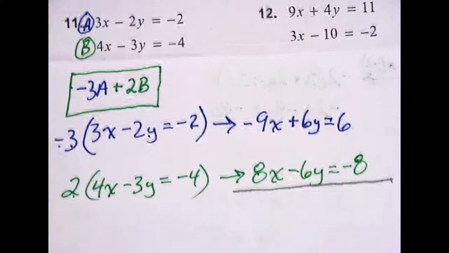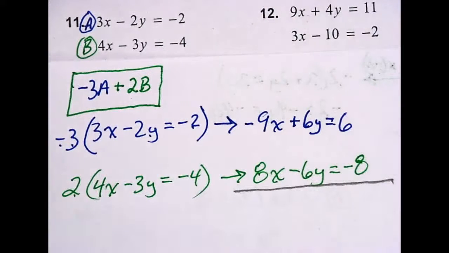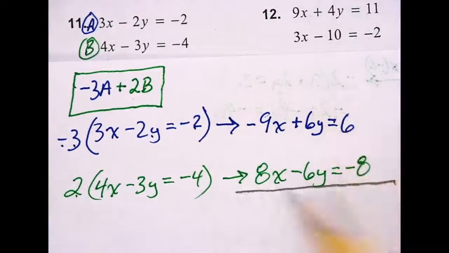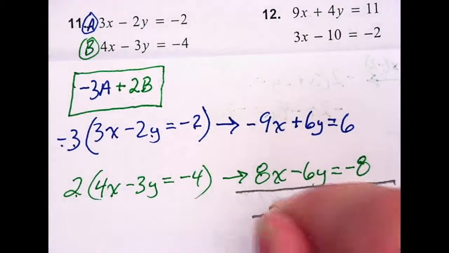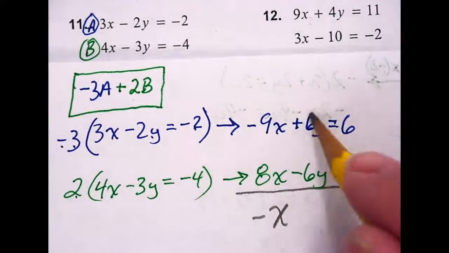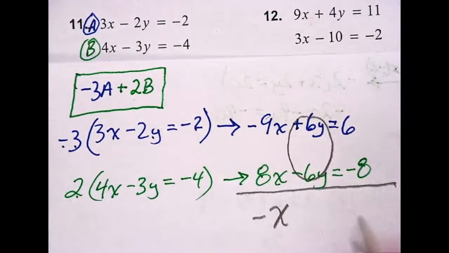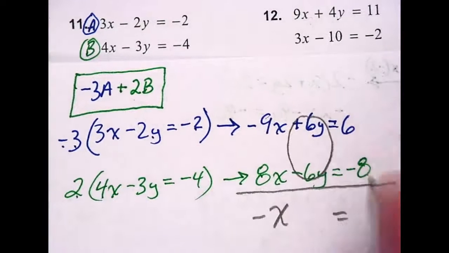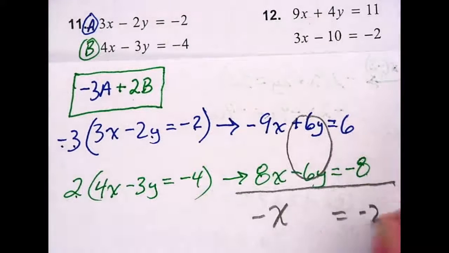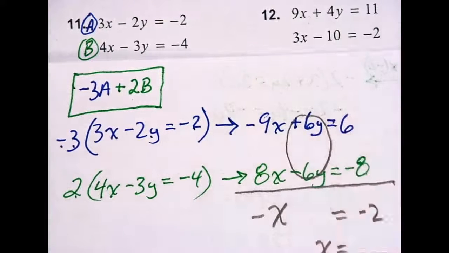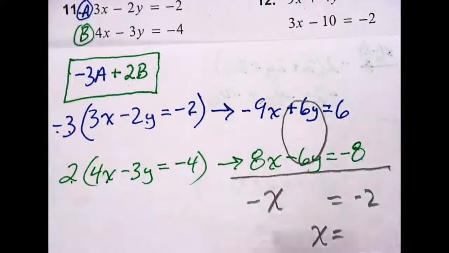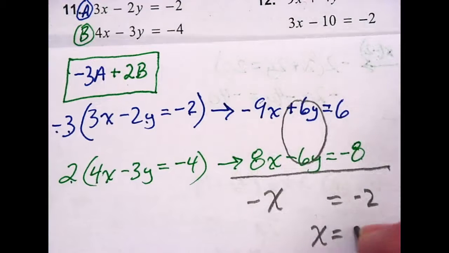Okay, any questions up to there? How many are with me so far? All right. So now, let's add them up. How many x's do I get? Yeah, negative 1. So negative 1x. How many y's? 0, a hero there. And what do I get here? Negative 2. So what's 1x equal? 2. Yeah, if negative x equals negative 2, then x equals 2.